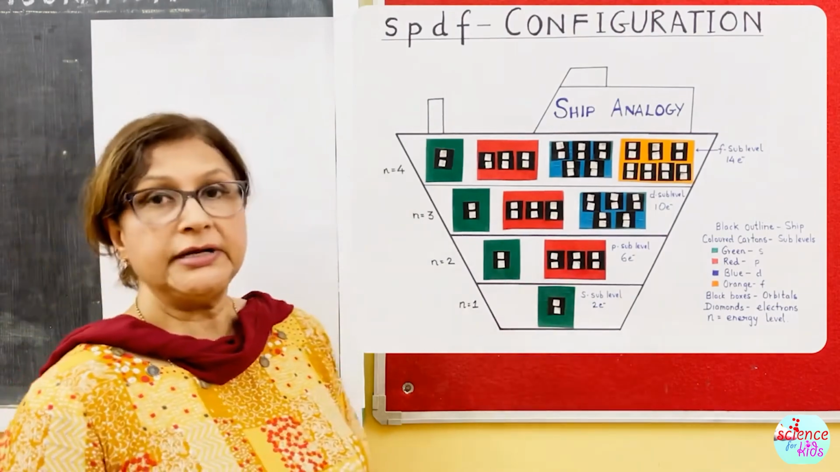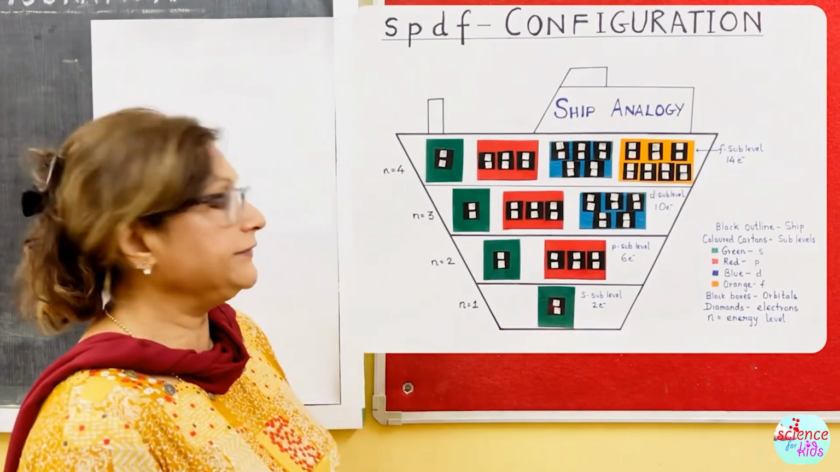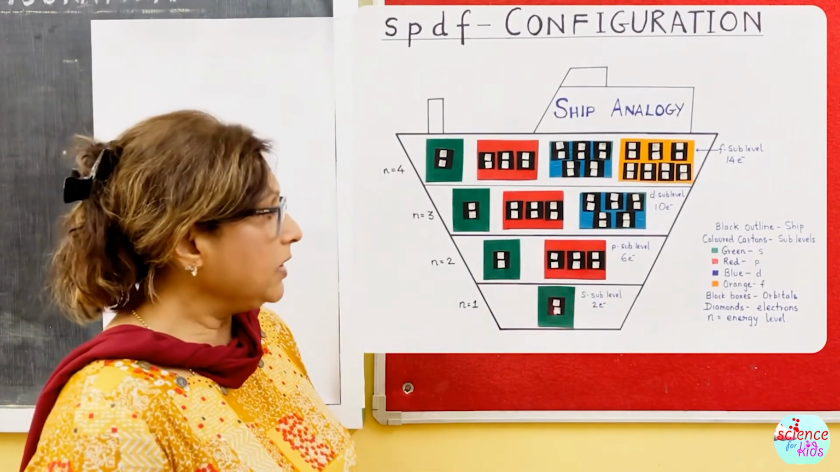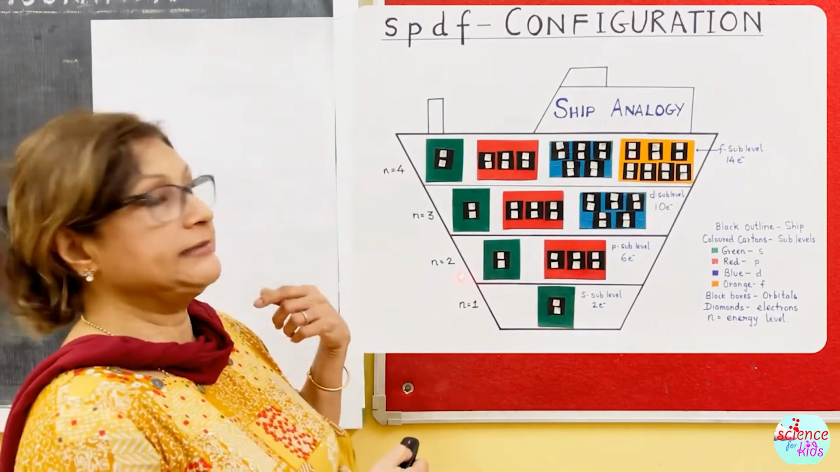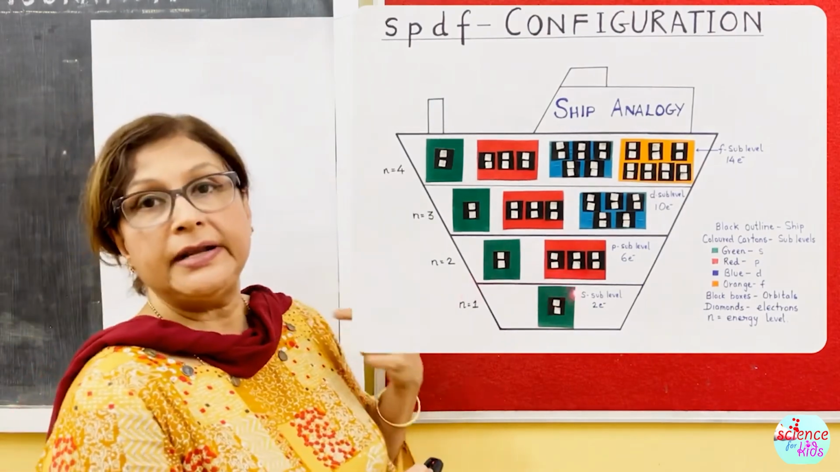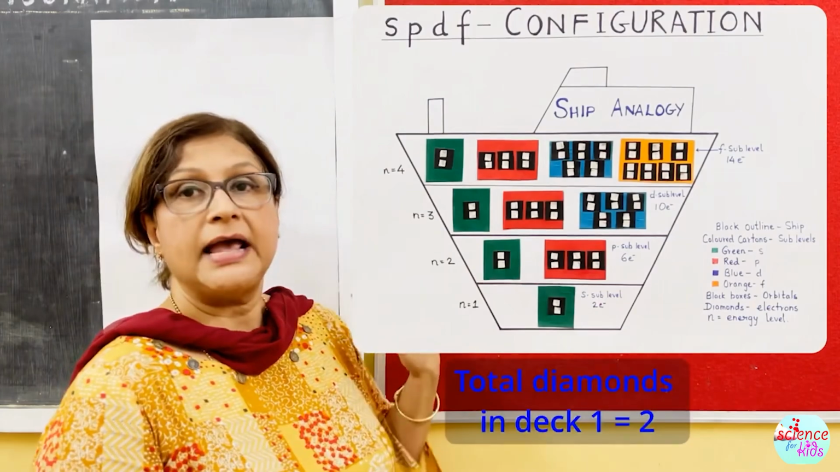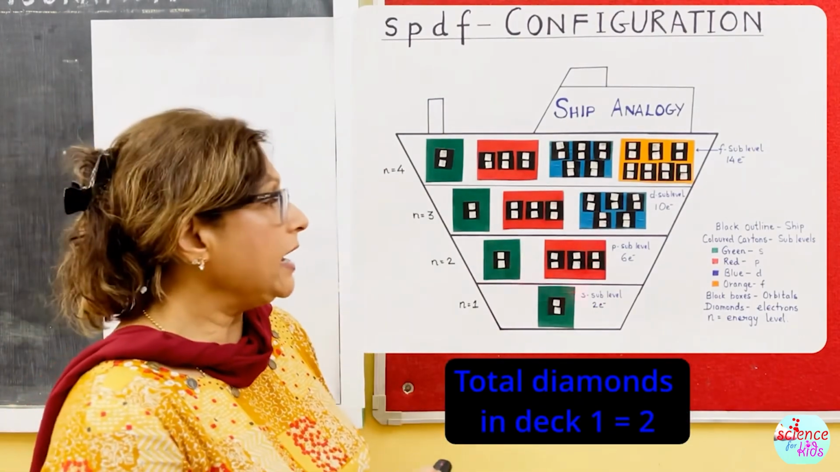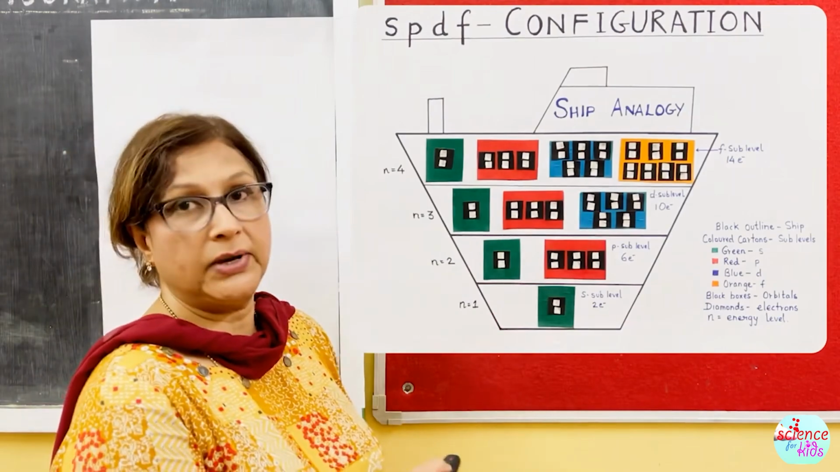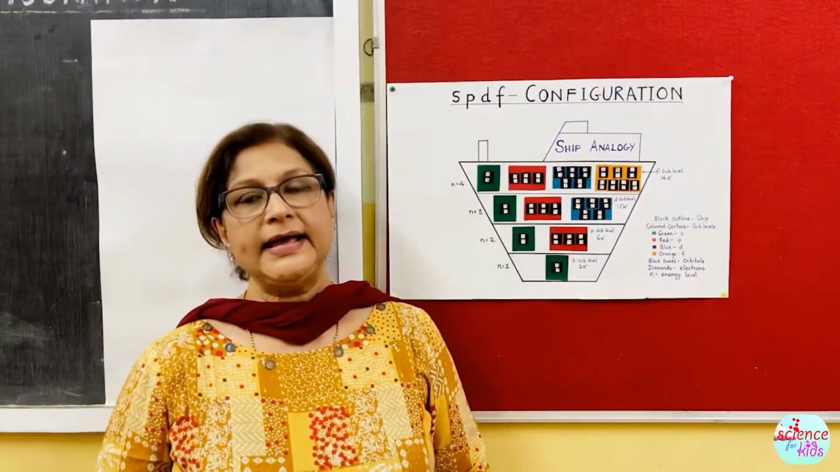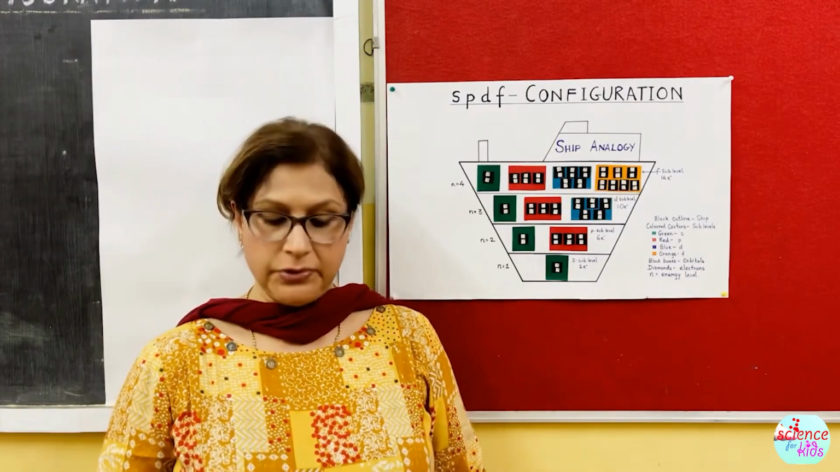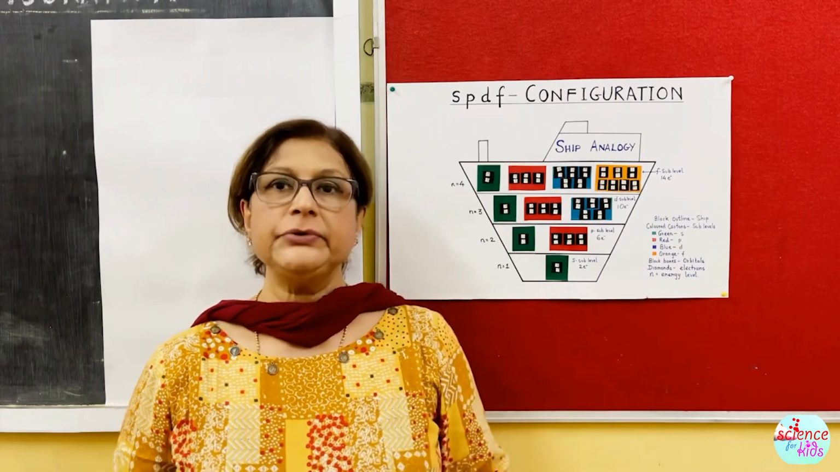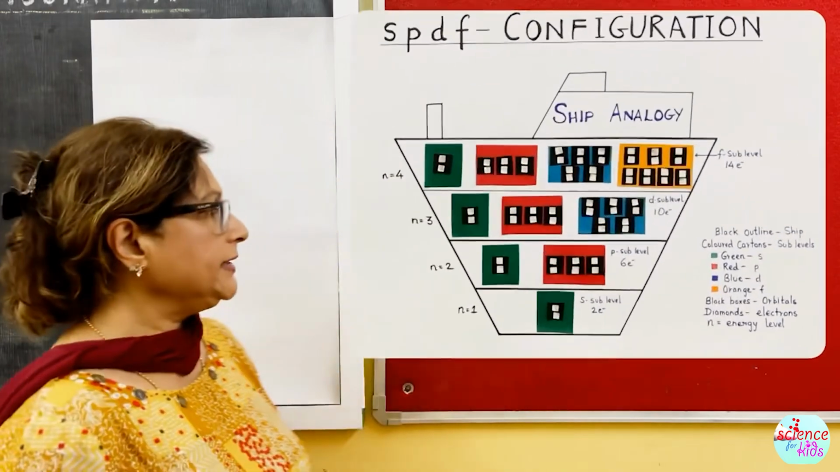Now the question is, if somebody has 2 diamonds and wants to keep 1 diamond in this green box and use the next deck, my answer will be no. Why? Because as per my rule, you can rent the next deck only after filling the space in deck 1. So if somebody has more than 2 diamonds, then they have to move on and rent the next deck. So let's look at it now.